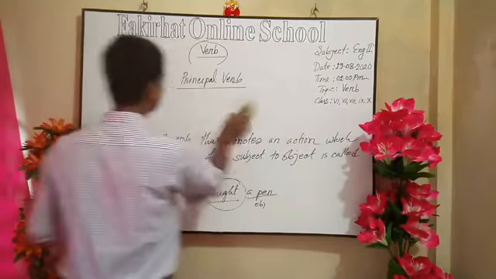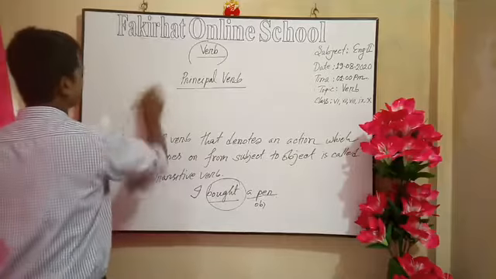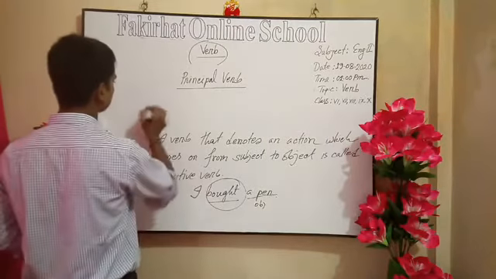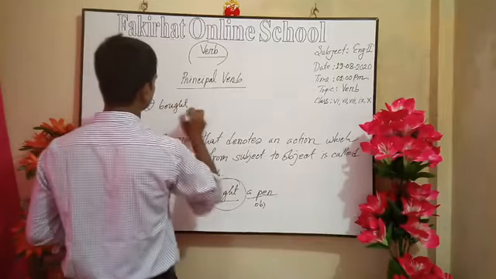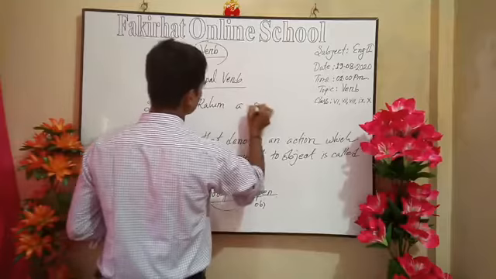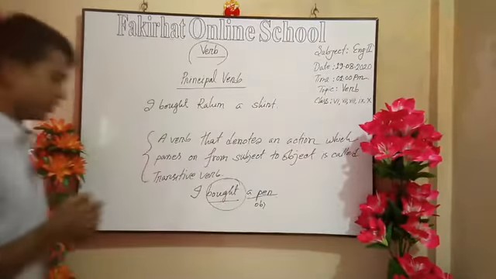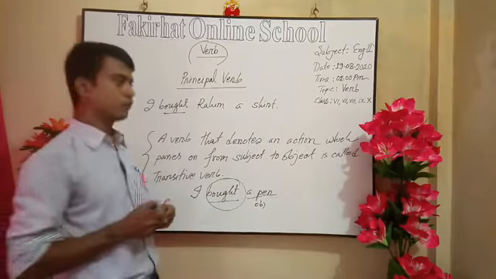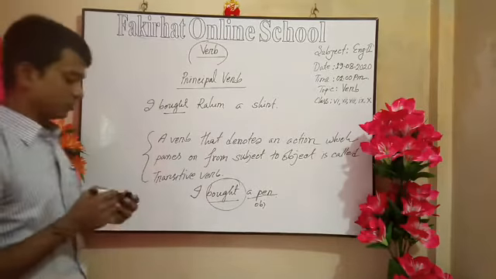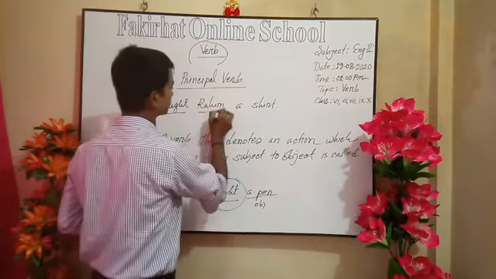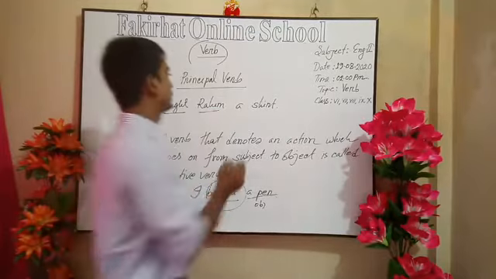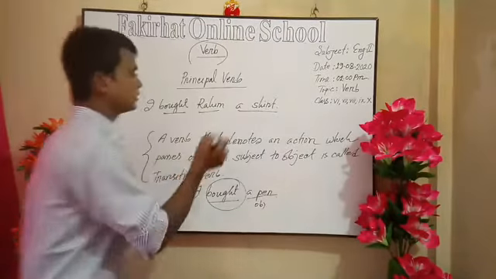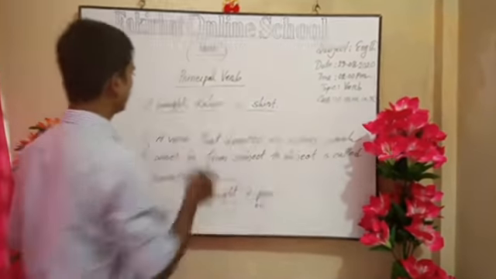So dear students, I will show you another example. I bought Rohim a shirt. In this example, the verb is bought, and this is an example of simple past tense. Here I is the subject. For whom did I buy a shirt? Rohim. So this is an object. And what did I buy? A shirt. So in this sentence, two objects are here.